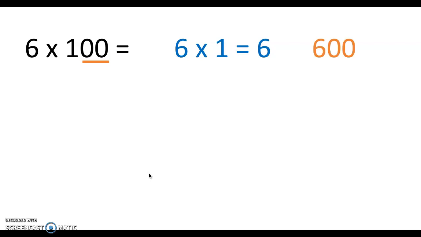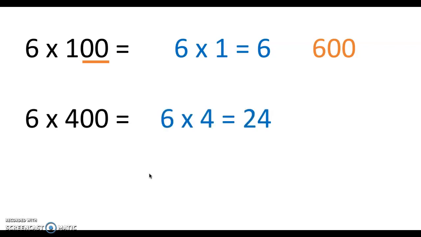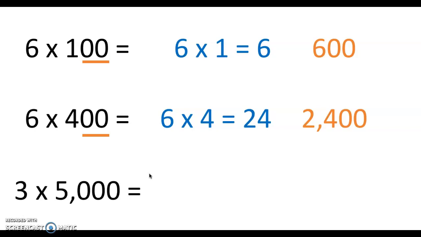Let's try another one similar to that, but it's a little bit different. We have 6 times 400. Now this is going to be done the exact same way we do 6 times 100. So we know 6 times 4 equals 24. But we can't forget those two zeros. We have to add those on to move it up 2 place values. So when we add those on to our 24, that gives us 2,400.